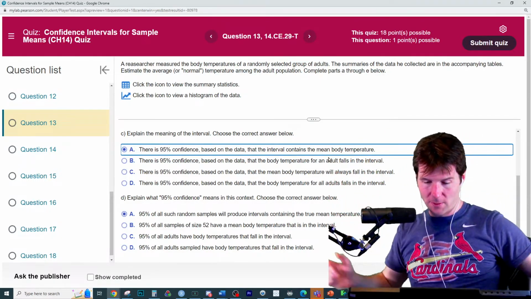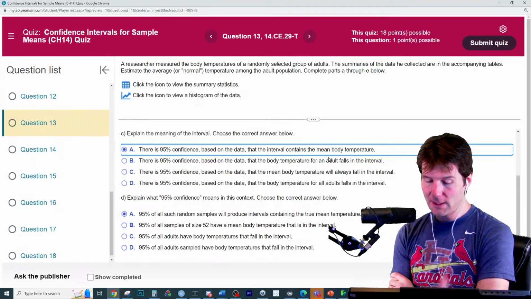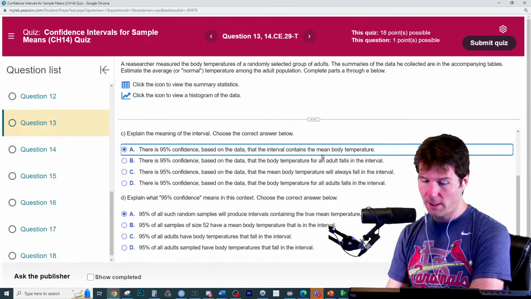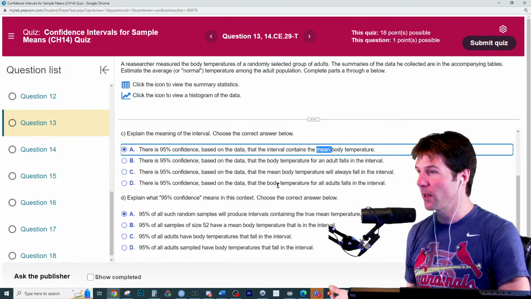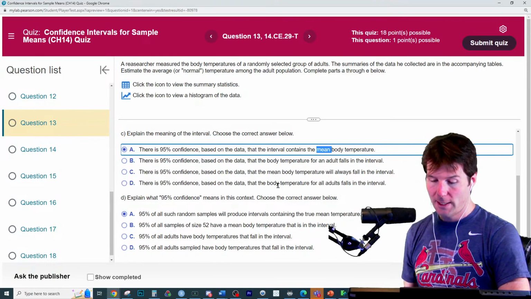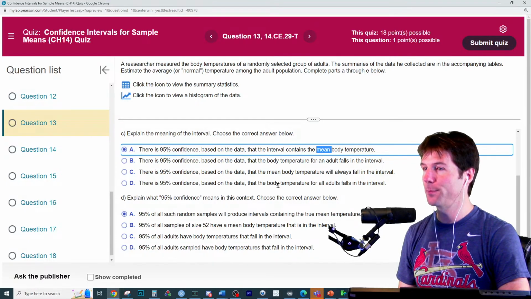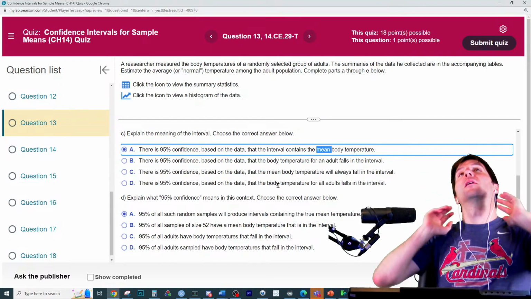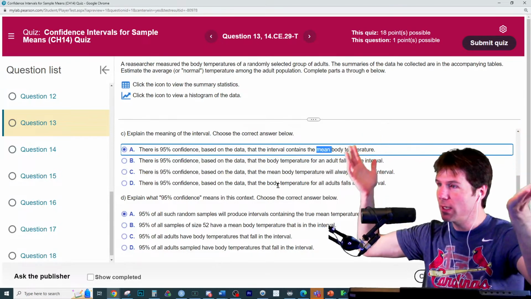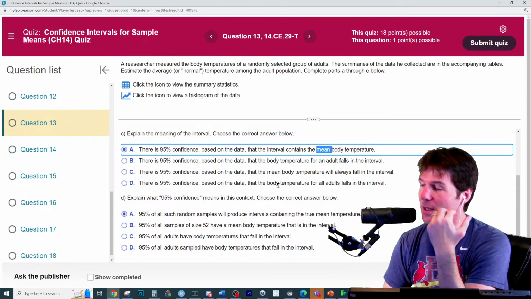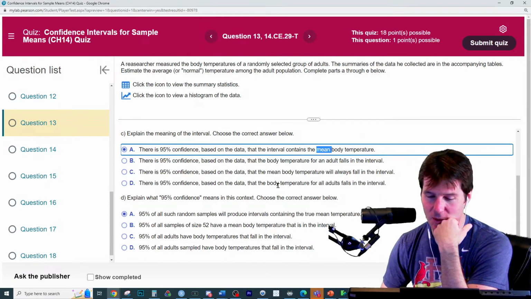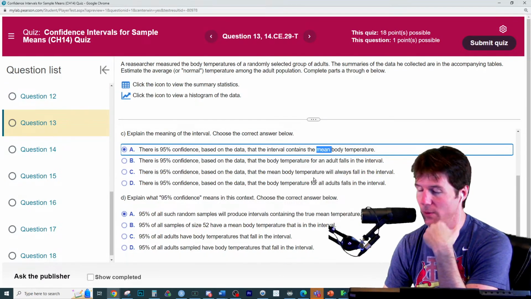What's wrong with the lower answer? I guess because they didn't put mean. Literally, that's what I was talking about as we were saying it. I'm like, well, the body temperature for all adults, if you think the body temperature of all adults is the mean body temperature, well, it doesn't say mean. It's just neither answer. This one's missing context and this one's not using mean.